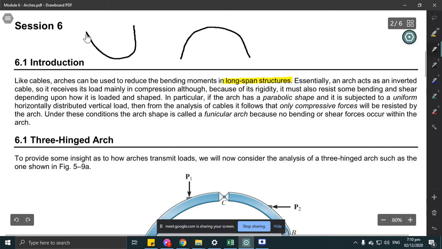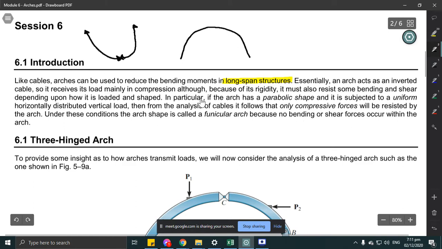Okay? And since yung cables natin, ang force na nag-a-act sa cable, di ba tension siya? So anong nangyari, since kabaligtaran lang din yan, so ang arch, ang force na kine-carry niya is mainly the compressive force. Although, because of its rigidity, it should resist also some bending and shearing depending on how it is loaded and shaped. So, hindi lang naman compression ikine-carry niya. Sometimes, depende sa loading na nangyari, ito is magke-carry din ng shear and moment.